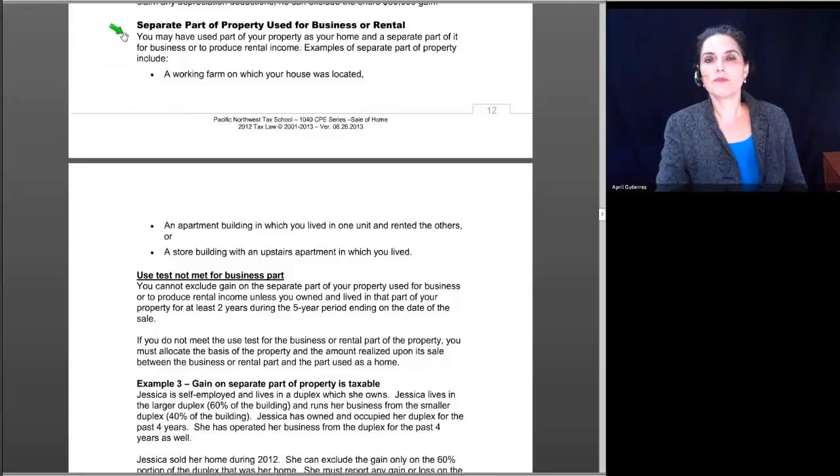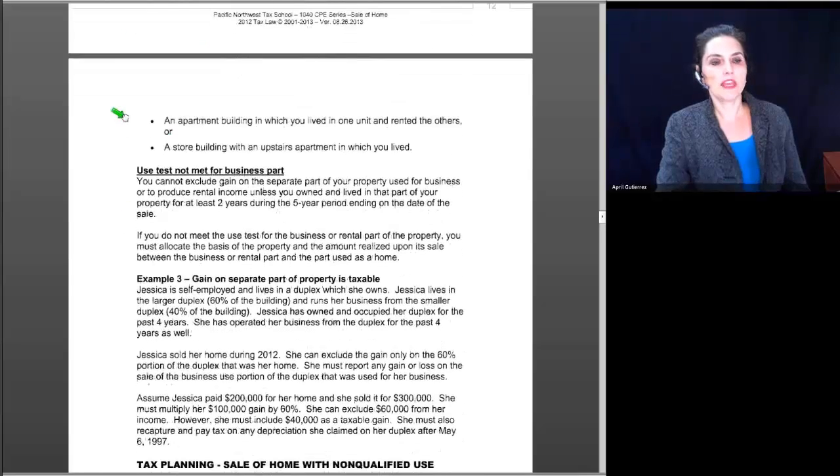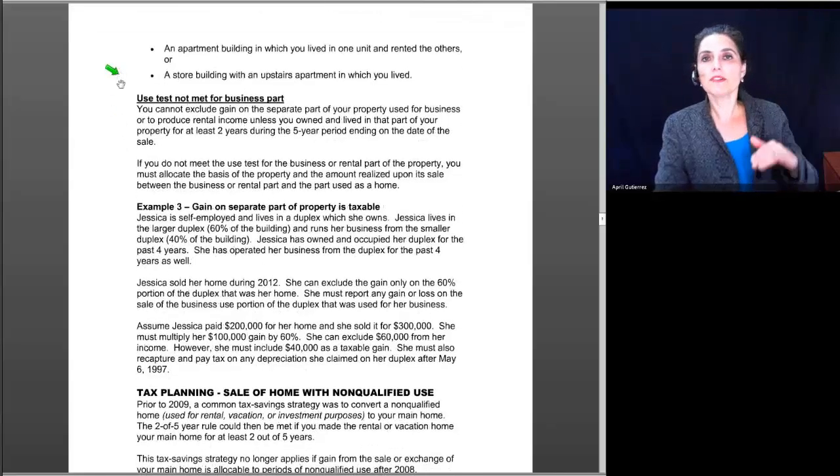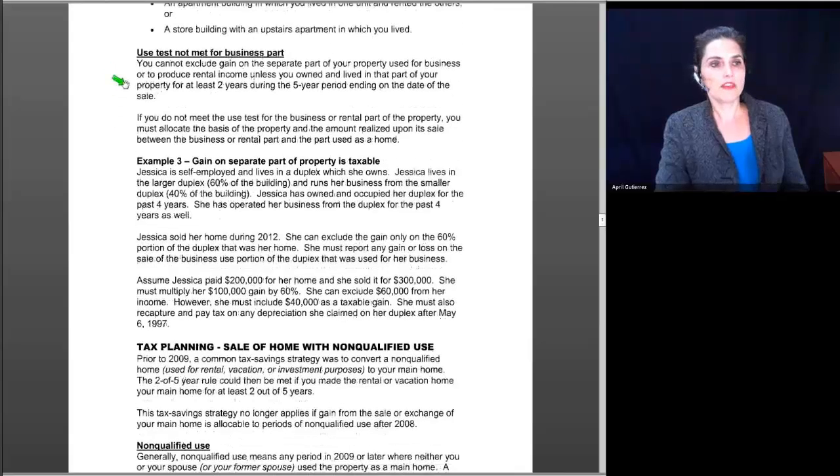Separate part of property used for business or rental. You may have used part of your property as your home and then a separate part of it for business or to produce rental income. Examples of separate part of property include a working farm on which your house was located, an apartment building in which you live in one unit and rented the others, and a store building with an upstairs apartment in which you lived.